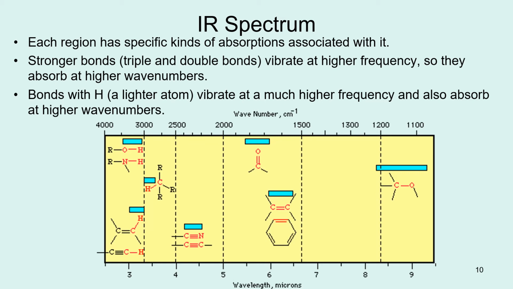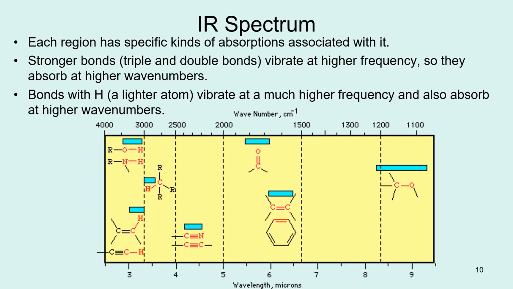One thing that's not really on here, up here we tend to have our stretches, and down here we tend to have our bending. We'll talk about that more. But another thing to notice is that as you go from single bonds, so these are single bonds down here, to double bonds in the middle here, to triple bonds, we tend to be at higher and higher wave numbers. That's a higher frequency, because you show lower wavelength, higher frequency.